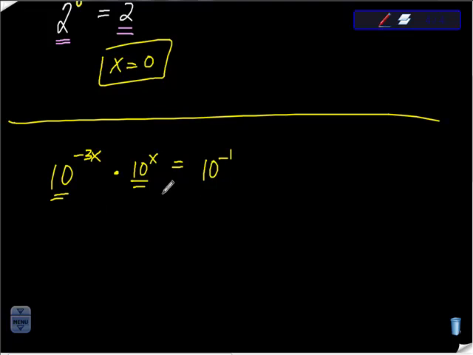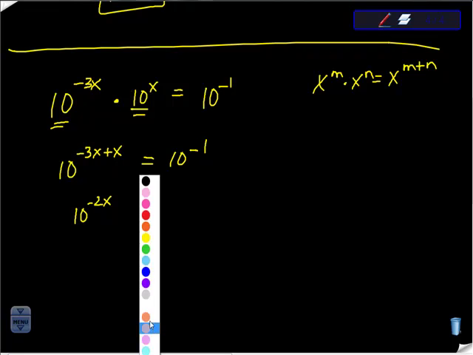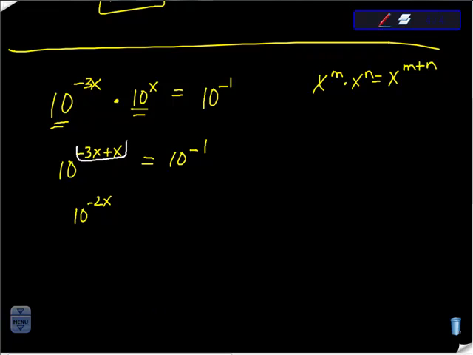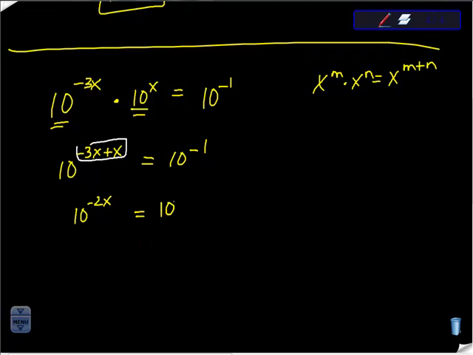So now I'm going to take some other rules I know about exponents. Remember that x to the m times x to the n is x to the m plus n power. So it's same base times same base. So we have 10 to the negative 3x plus x is equal to 10 to the negative 1. Looks bad, but not really, because negative 3x plus an x is negative 2x. All I'm focusing on is this bit of algebra right here. I'm just cleaning this up. Is equal to 10 to the negative 1.